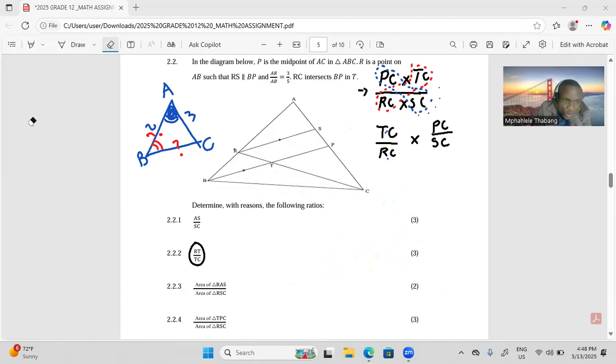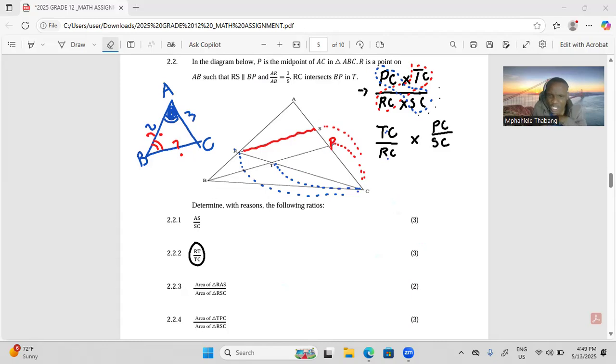So how do we solve this TC over RC times PC over SC? Now look, observe carefully, TC over RC. And observe on the other side, we are having PC over SC. And if we apply the proportionality theorem focusing on this triangle, you will see that TC over RC is equal to PC over SC.